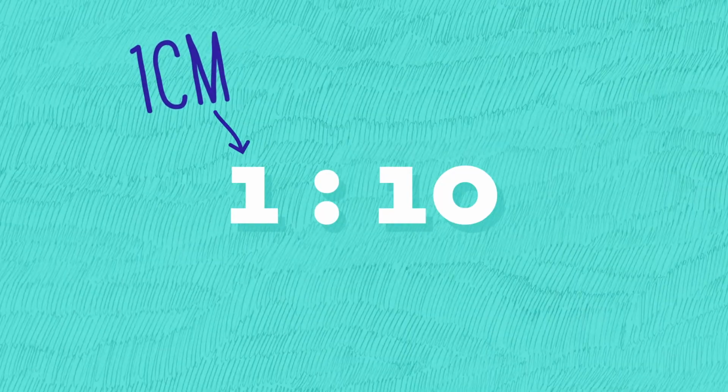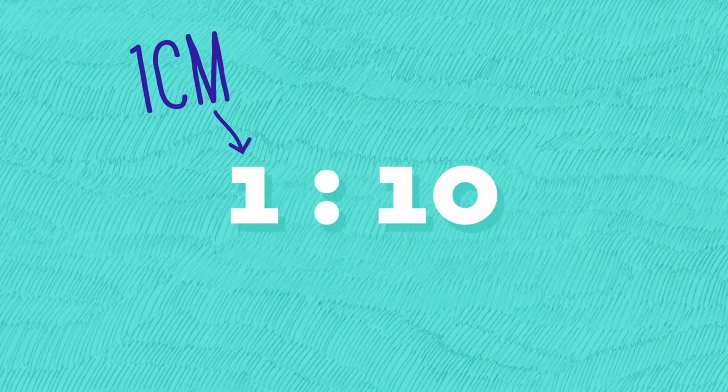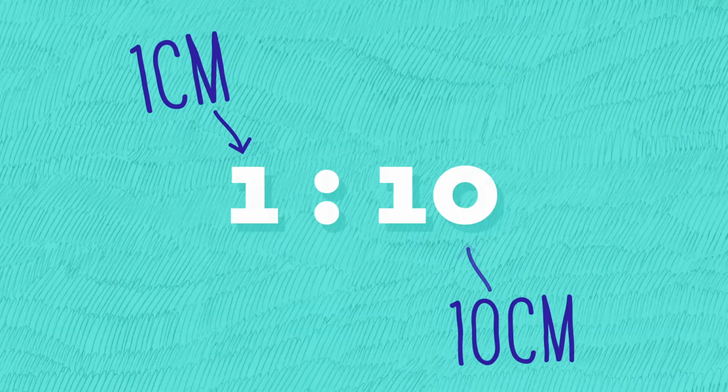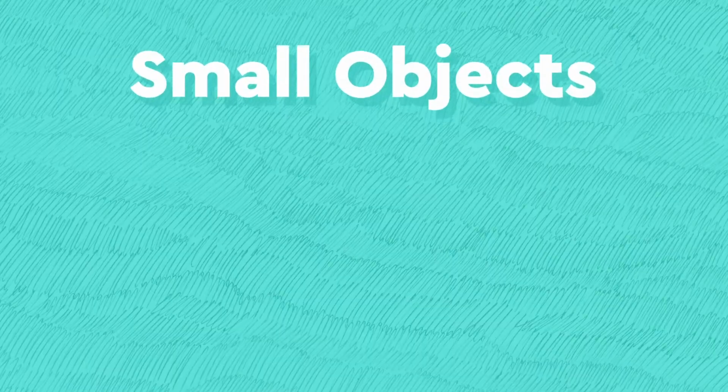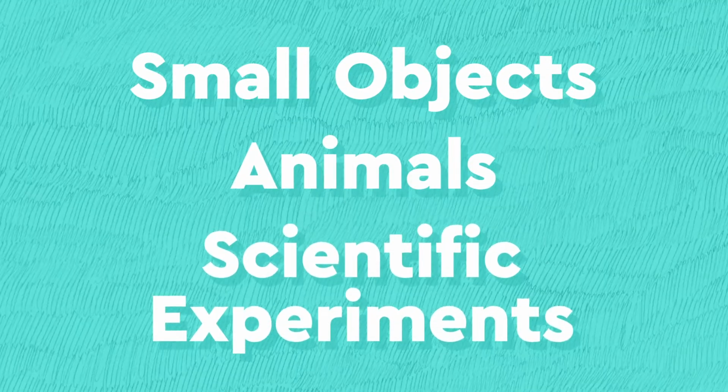Sometimes scales will be expressed as ratios, for example 1 to 10. This means for every 1 centimetre in the diagram, the real object is 10 centimetres long. This is convenient for drawing small objects, animals, and scientific experiments, for example.